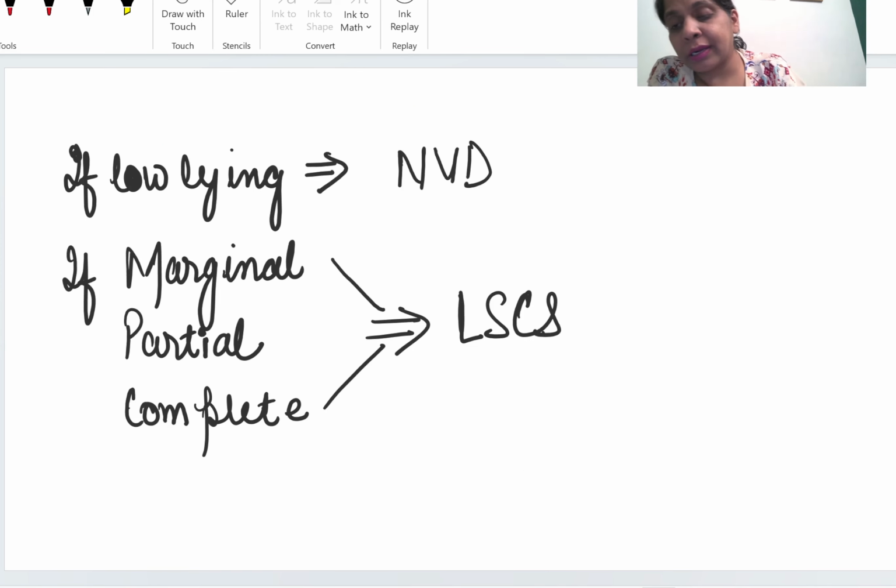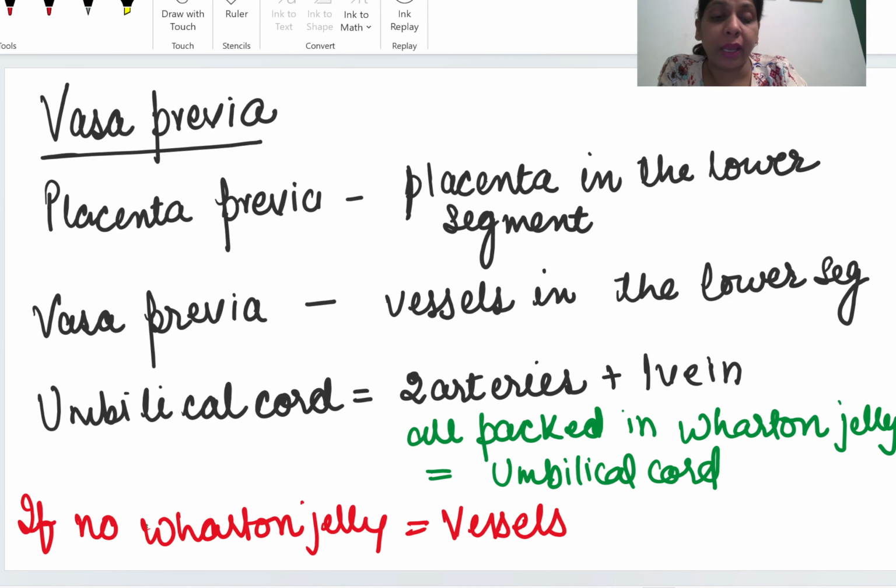Now, in the second last slide, if the placenta is low-lying, then you can do normal delivery. If the placenta is marginal, partial, or complete, you have to do cesarean. Okay. Next is vasa previa. Vasa previa, you all know placenta previa means placenta in the lower segment. Vasa previa means vessels in the lower segment.